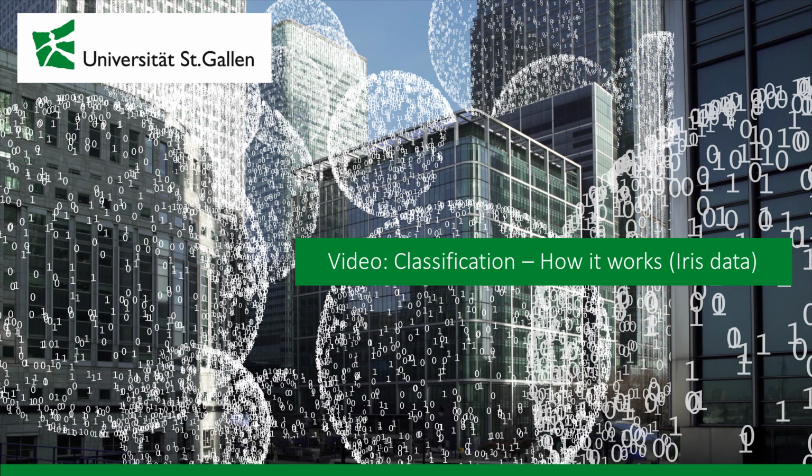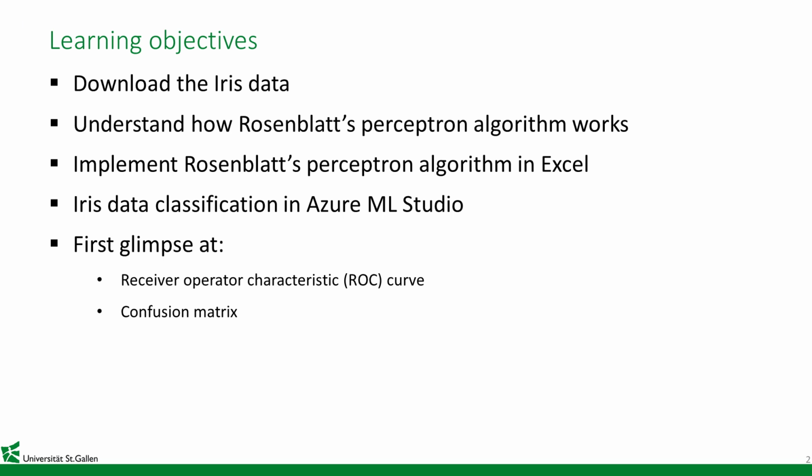Welcome! In this video, we will take a closer look at how classification intuitively works. We will do this by using the iris dataset. In this video, we will first download the iris dataset. Afterwards, we will try to understand how classification intuitively works using a very simple algorithm that was already developed in the 50s. We will implement this very simple algorithm, which is called Rosenblatt's perceptron algorithm, in Excel.